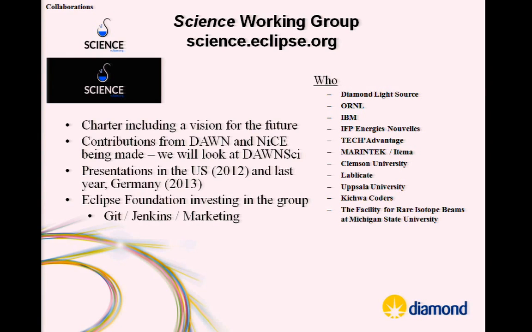We're part of the Science Working Group, and I think quite a few of you here are already members. The Science Working Group itself is made up of academic university-type organisations, facilities like Oak Ridge laboratories in Tennessee and Diamond Light Source in the UK, small to medium enterprises such as Kichwa Coders, which is 2 people, and Marantech, which is quite a few more than that. And then there are some large enterprises like IBM involved as well. So there's a good spread of different people involved.